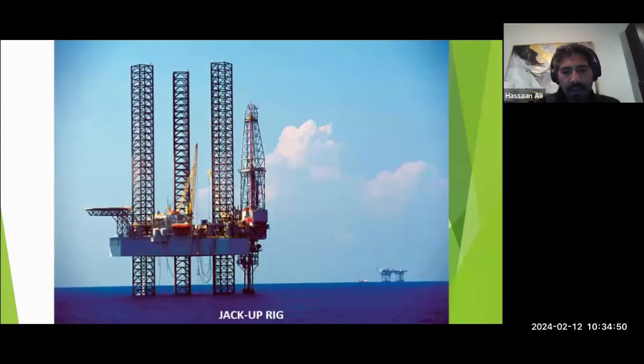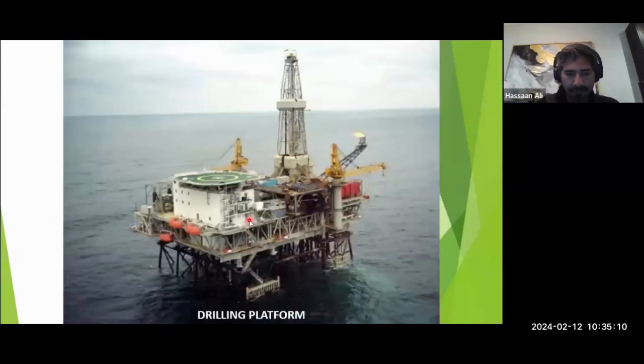And then your jackup rig is commonly used in offshore developments. You will see a lot of jackup rigs because they are actually rested on the subsea surface. And they are quite mobile and they can drill in depths of 1500 to 3000 feet.